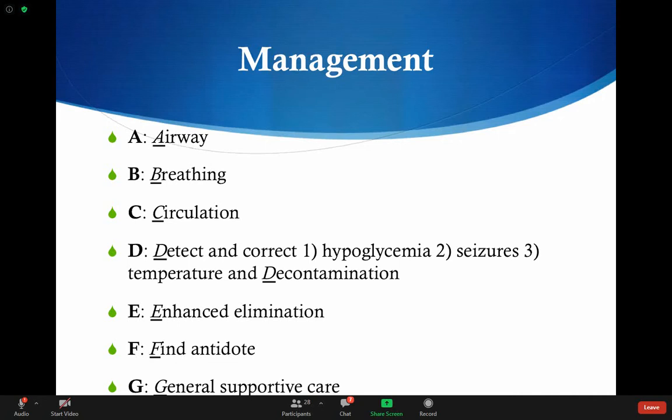So decontamination is removing the drug or the toxin before it reaches the systemic circulation. So if the toxin is on the skin, like insecticide, like organophosphate, then you wash their skin, you remove their clothes, you make sure that you have removed all the toxin from their body. And if it's ingested, then you can give activated charcoal for some toxins where activated charcoal can bind, and that will prevent the absorption.